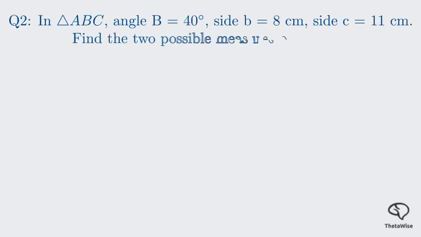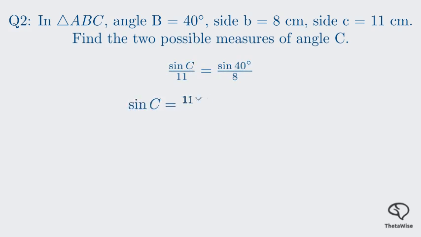Here is question 2. This is a classic ambiguous case problem, so remember to check for two solutions. Pause the video and give it a try. All right, let's solve this together. We have side-side-angle, so we use the sine rule. The ratio is sin C over c equals sin B over b. Substituting our values, sin C over 11 equals sin 40 degrees over 8. Solving for sin C, we get 11 times sin 40 degrees divided by 8, which is approximately 0.883.